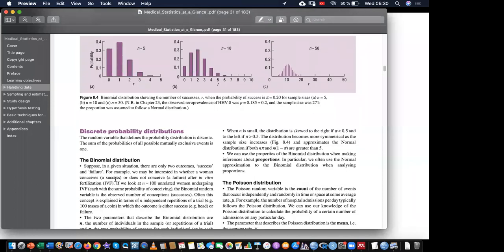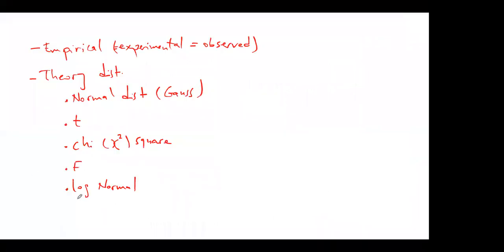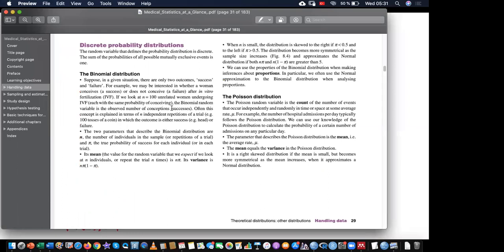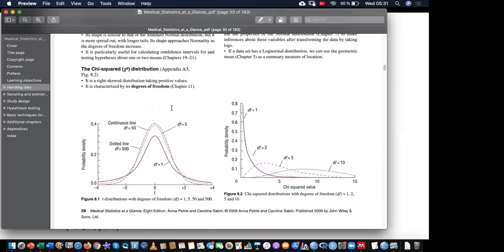And then we have the discrete probability distributions such as binomial and Poisson. So if you have understood the normal distribution, the Gauss distribution, if you understood this concept, it is very easy to understand also the others. Just the formulas are different. We just have different formulas in the background.